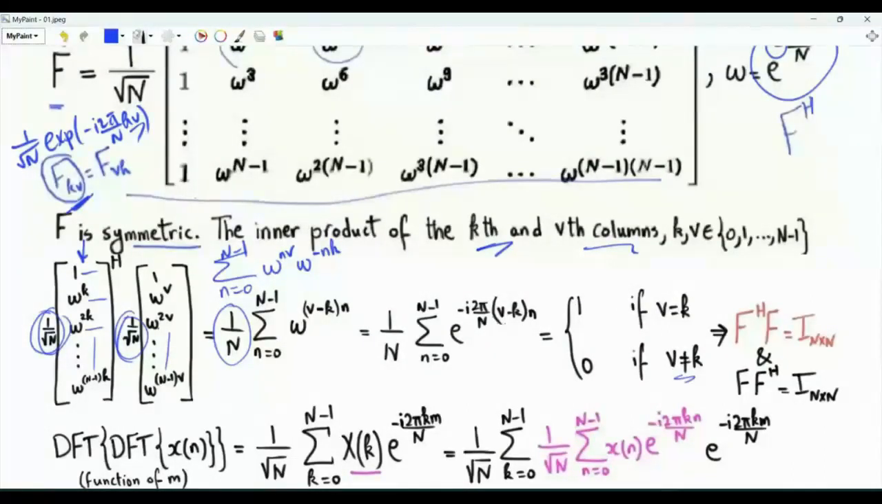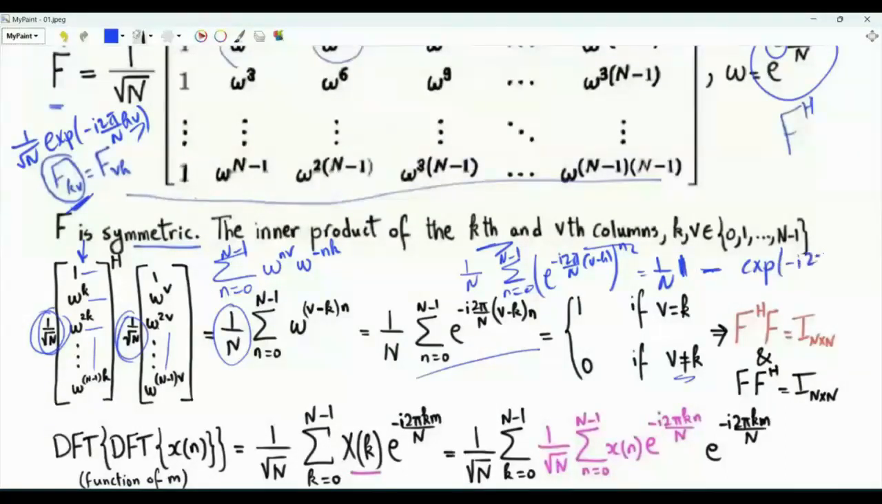What if v is not equal to k? In this case, we can take this summation and write it as a geometric series, e to the minus i 2 pi over n (v minus k), and then all to the power n. What is this summation? We have 1 minus the ratio of the geometric series to the power of the number of terms, which is big N. This will give us in the numerator 1 minus exponential minus i 2 pi over big N, then v minus k, and then times N. So we can eliminate this N here.